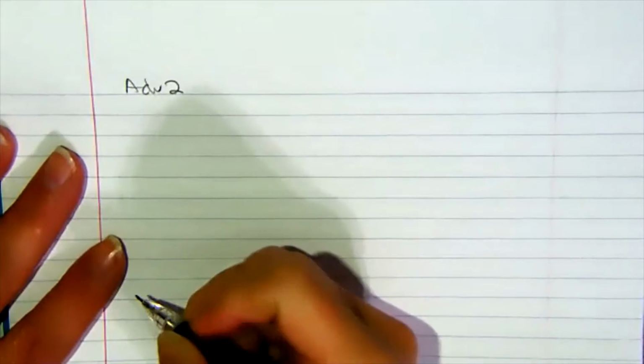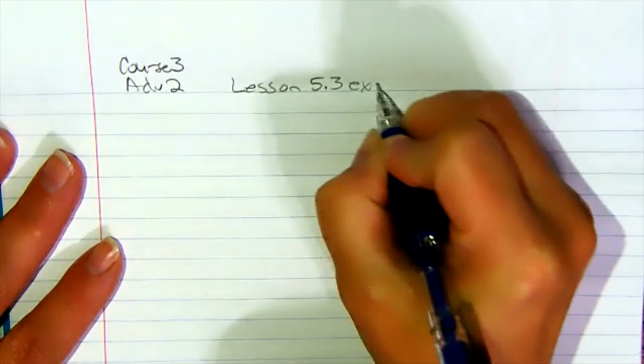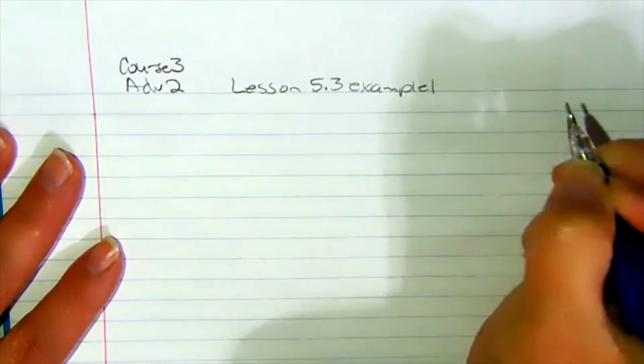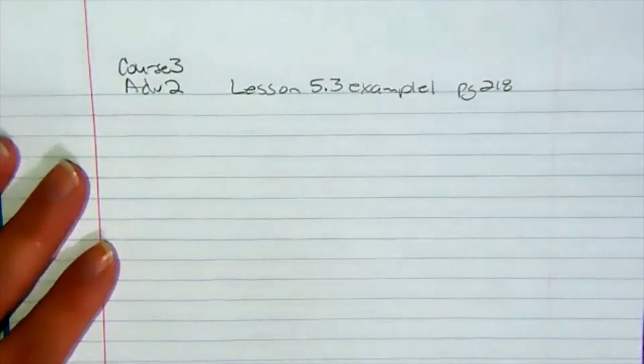Okay, if you are in 7 Excel, we are working from the Advanced 2 textbook. If you are in Math 8, we are working from the Course 3 textbook. We are doing Lesson 5.3, Example 1, and it can be found on page 218.